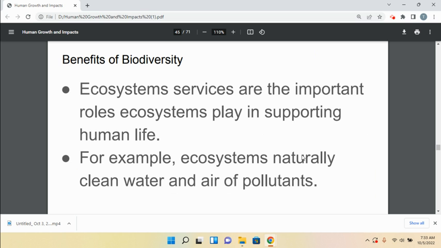We alluded to this before, and now we're going to get it in our notes in writing. There are benefits to biodiversity. Ecosystems provide us with things. They provide us with services and they provide us with goods. Services are things they do to help human survival. An ecosystem service is something that's important to human life. It helps support human life.